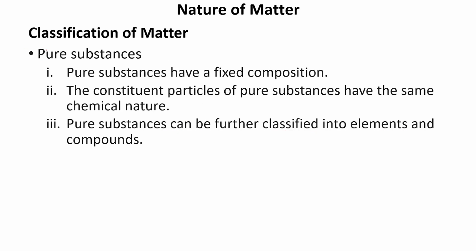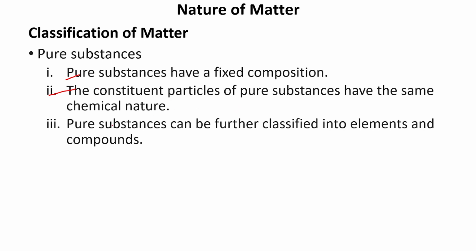The second one is pure substances. So what is a pure substance? A pure substance is something that has a fixed composition. If you take an example like water, what is water? The water molecule is H2O. It has a fixed composition: two atoms of hydrogen combine with one atom of oxygen to form water. It has the same chemical nature, so it does not depend on where you are picking up the water. The water will have the same fluidity, the same viscosity, the same density at all times.